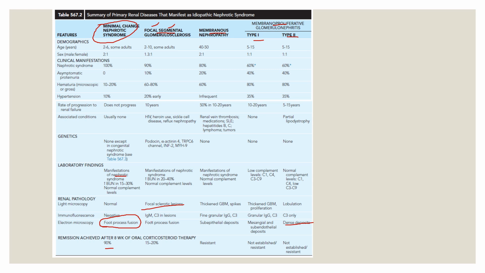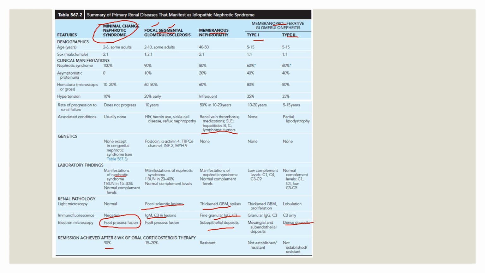IgM and C3 deposits can be seen, and again there is foot process fusion. Membranous, there can be other underlying malignancies, so you have to work up for malignancy in a patient with membranous. There is thickened glomerular basement membrane and fine granular IgG and C3 deposits, which are subepithelial also. In membranoproliferative, there is dense deposit disease, which is type 2, and mesangial and subendothelial deposits in type 1.